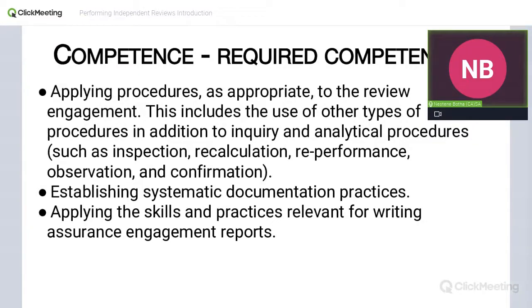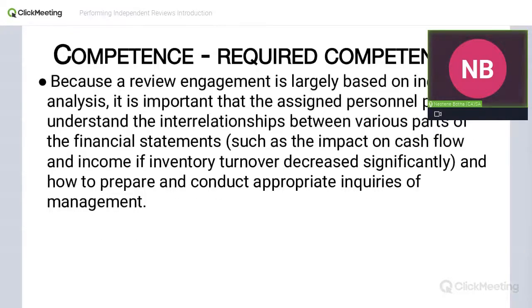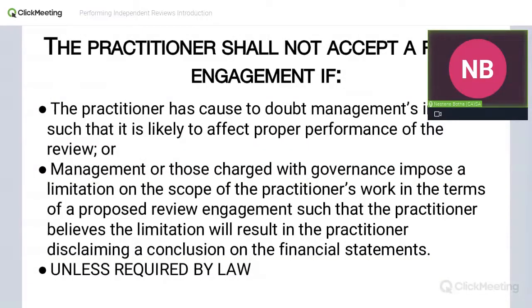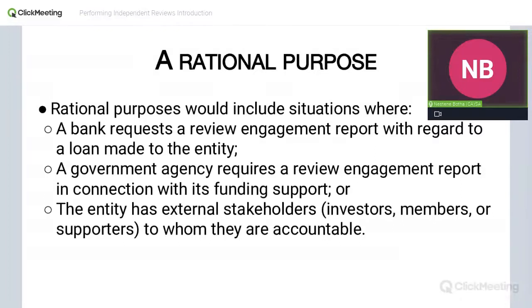We'll look at the required competency. So there are various different competencies that we have to have in order to be able to perform an independent review. And we will make sure that everyone on the engagement team is aware of what those are, and make sure that we achieve that before we actually accept the review. There are various scenarios where we won't be able to accept a review. We'll cover all of those.